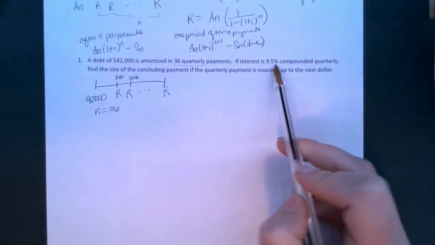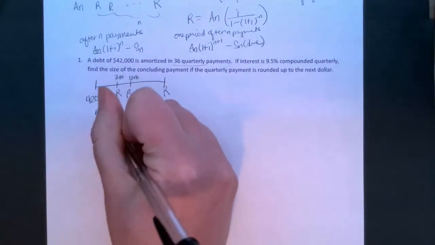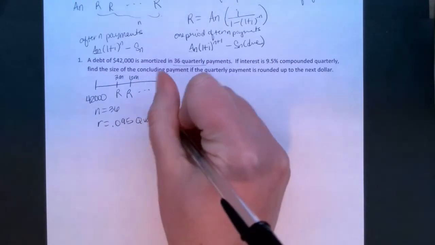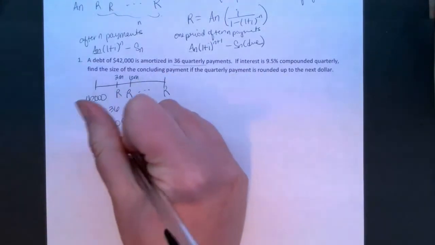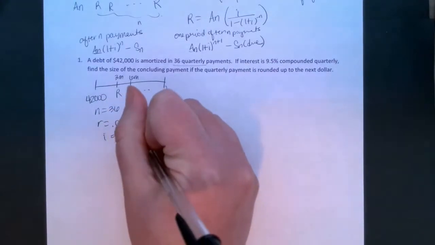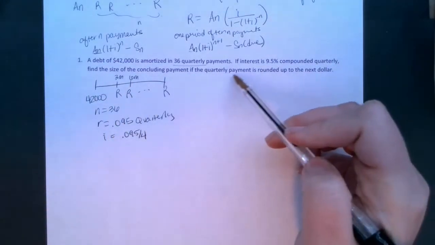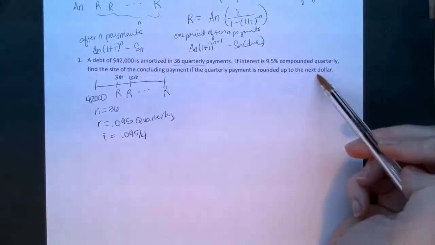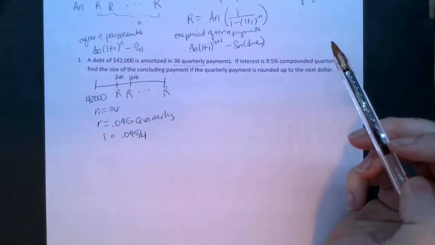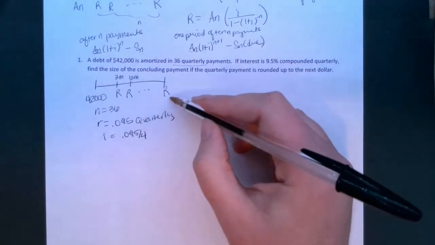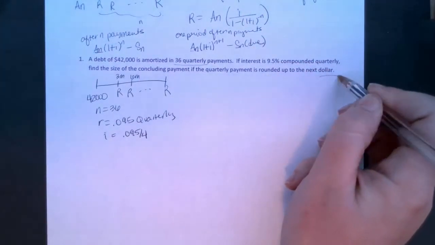The interest is 9.5%, so that means our rate is 0.095 compounded quarterly. That tells us that I is 0.095 over 4. And we want to find the size of the concluding payment if the quarterly payment is rounded up to the next dollar. So first we have to find R, and then we're going to round it to the next dollar.